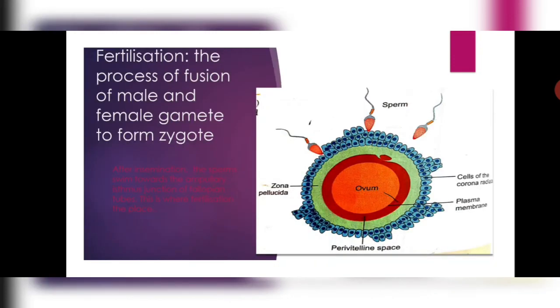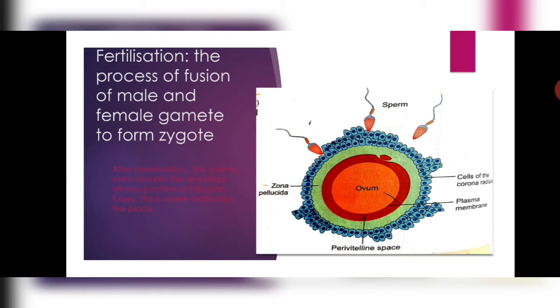Let us now discuss the phenomena of fertilization. As we have already seen during the last chapter, fertilization is the process of fusion of male and female gamete in order to form a diploid zygote. What happens after the insemination, that is after copulation, when the sperms are released into the vagina, the motile sperms swim rapidly through the cervix, enter into the uterus and reach the ampullary isthmic junction, which is the site of fertilization.